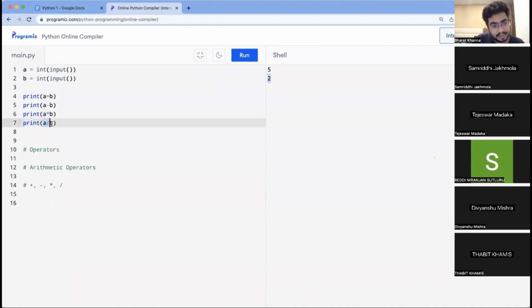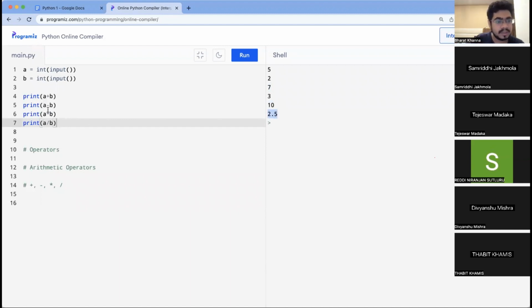Then we have divide. So 5 by 2. Those who know C++ and Java might think it's integer division. That is, when we do 5 by 2, we get 2 because we are dividing two integers, so we'll take only the integer part. But Python division is not integer division. Python will do the division in the normal fashion, and 5 by 2 will be 2.5. So let me just press enter and let's see the output. As you can see, we have got 7, 3, 10, 2.5.